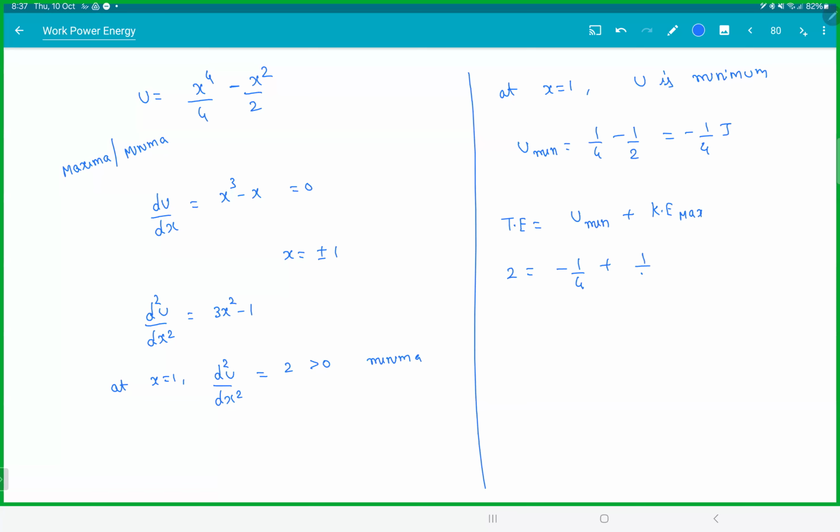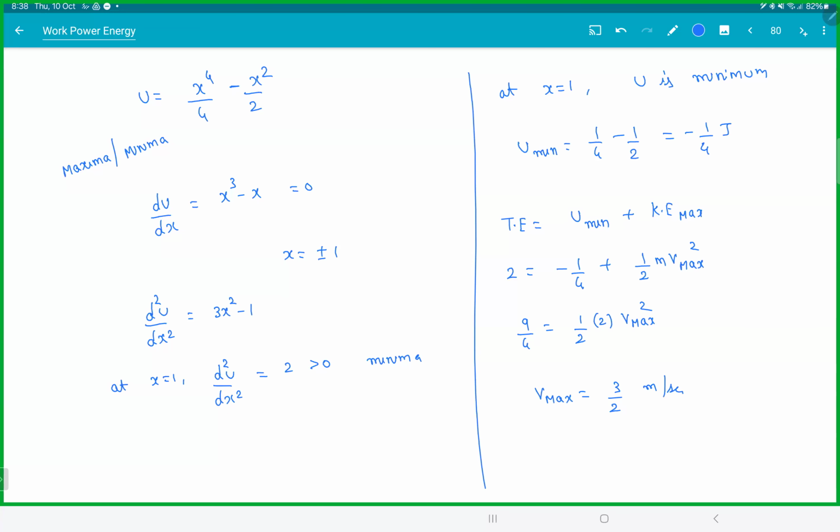This kinetic energy maximum is half m v max square. If you have maximum kinetic energy, you have maximum speed. So this is 9 by 4. Mass is 2 kg. So v max is 3 by 2, 1.5.